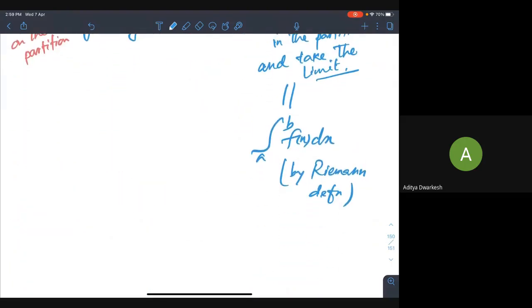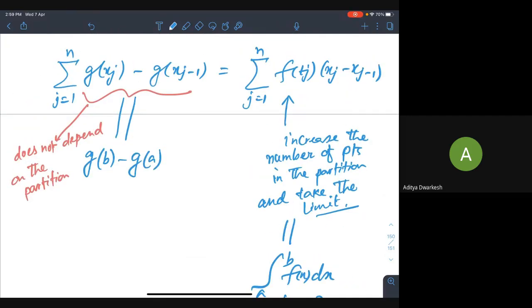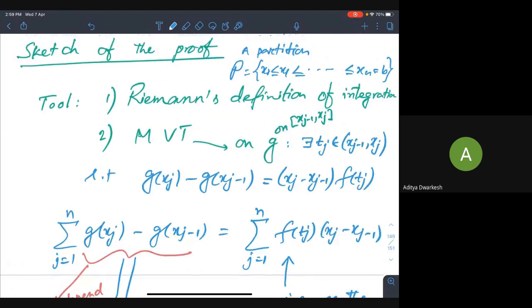Is it clear? You have seen the proof. So now you can recall this one. This is nothing but using the mean value theorem and then using Riemann's definition of integrability. Any question here?